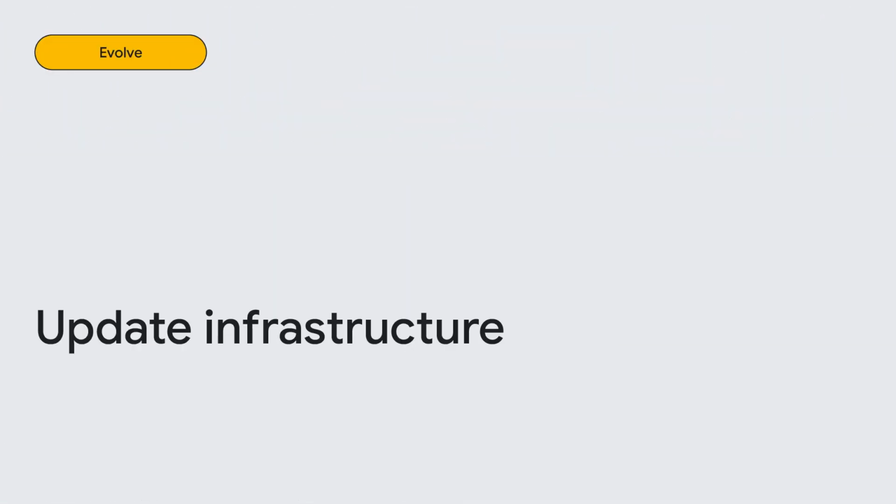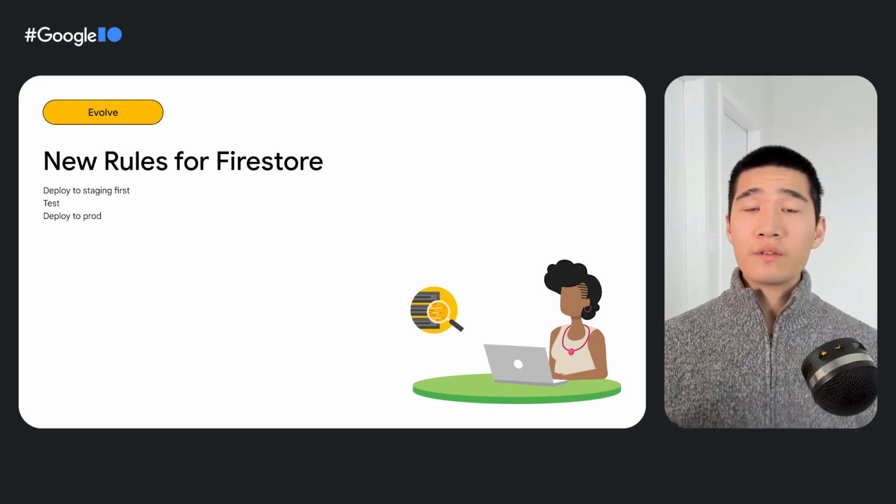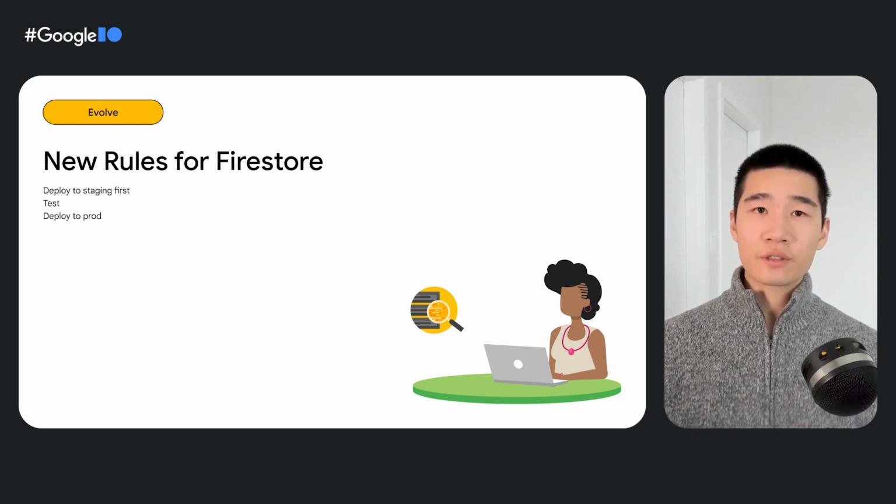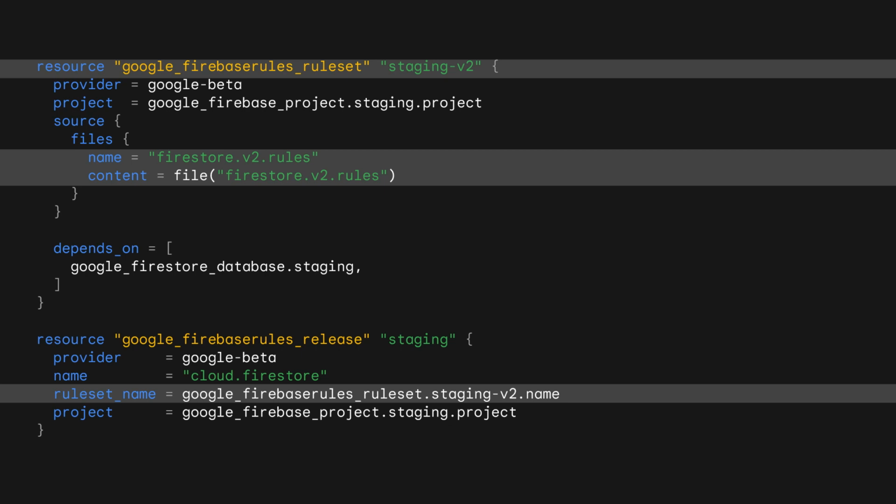To make changes to infrastructure, Sally can just modify the Terraform configuration file. For example, a few weeks later, Sally has improved the security rules for Firestore and would like to test them out in staging first. She updates only the staging Terraform configuration to use the new rules and runs Terraform apply. After sufficient testing, she updates the prod Terraform configuration to use the new rules and runs Terraform apply too.